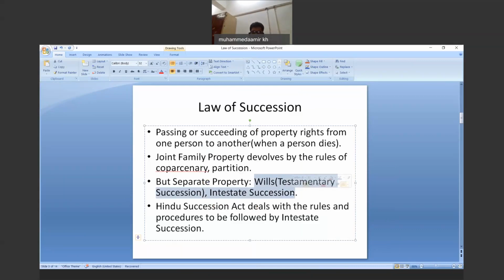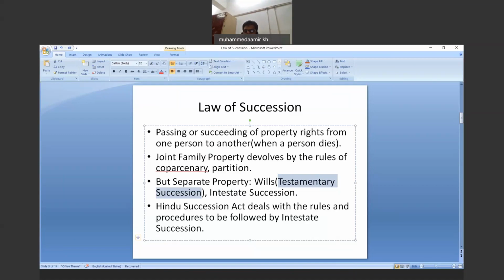Further, when we discuss the law of testamentary succession, it is concerned with how best effect could be given to the wishes of the testator, which means a person who is making the will, and what are the rules relating to the making of a will and allied subsidiary matters. The testator, the person who is making the will, enjoys full freedom of disposing of his property.